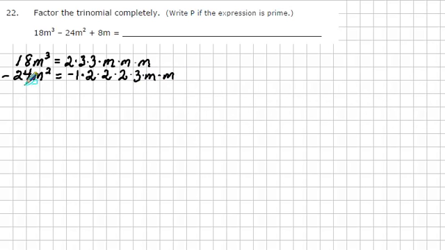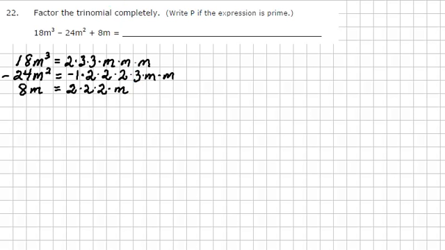The last term is 8m. 8 is even, so it's divisible by 2. And 8 divided by 2 is 4. And we know that 4 is 2 times 2. And then we have one factor of m.